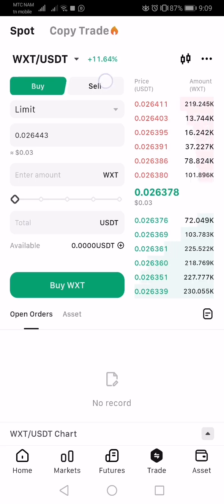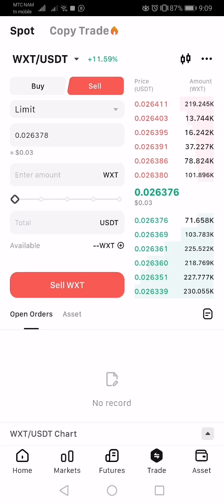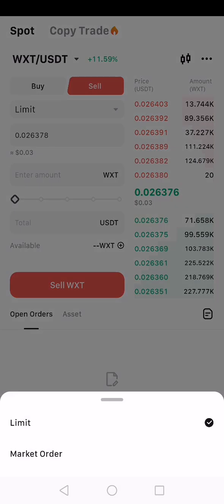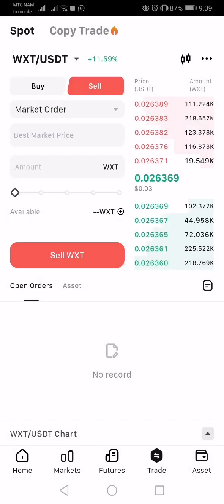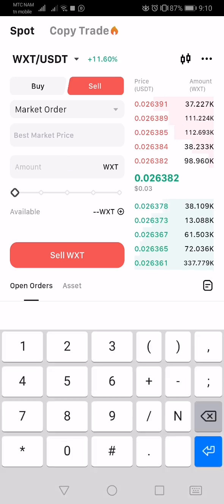You have a buy button, you have a sell button. Under here you have limit, but if you click on that arrow next to limit, you'll be able to change it to market order. If you are a beginner, always use the market order, and then later on you move up to limit order when you understand your technical analysis well. And then after that you have the amount that you're going to trade with, or you can move your cursor. Mine is not moving because at the moment I don't have that.